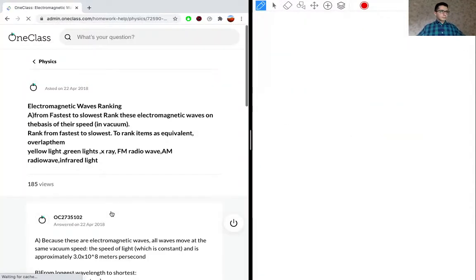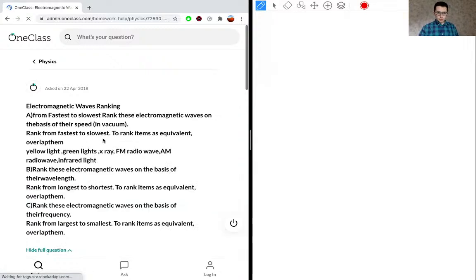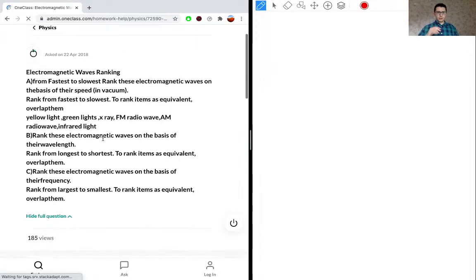Okay, so going to the next question. So here we're asked, let's take a look at this. Electromagnetic waves ranking. So we're trying to rank electromagnetic waves from fastest to slowest. Rank these electromagnetic waves on the basis of their speed in a vacuum. And they're giving us yellow light, green light, X-ray, FM radio, AM radio, and infrared light.